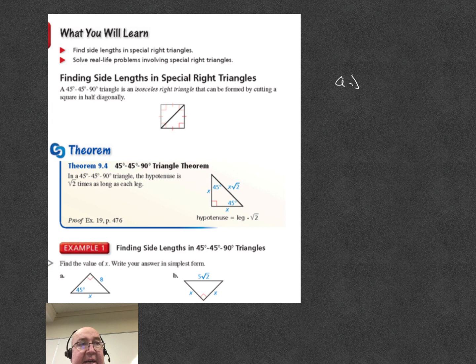So, in example A, we have our side is 8. So our x value then is going to be 8 square root 2. In B, we have our hypotenuse is 5 square root 2. So that means our x value then is 5.